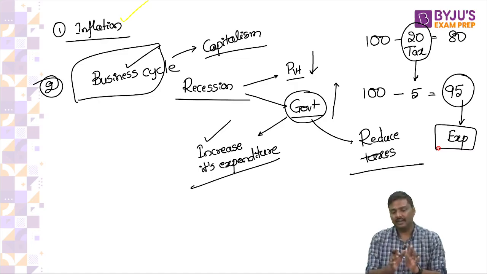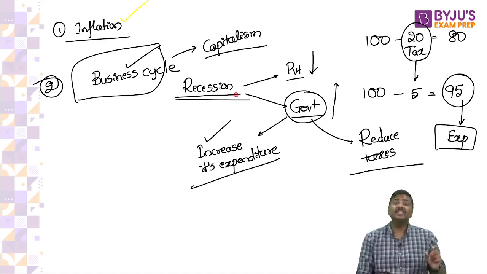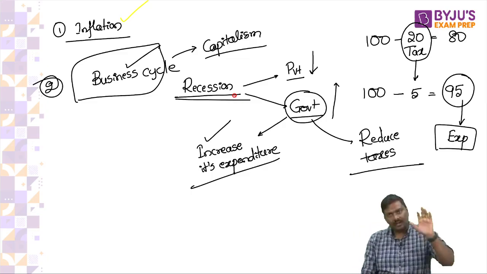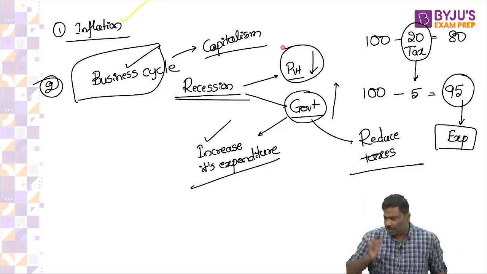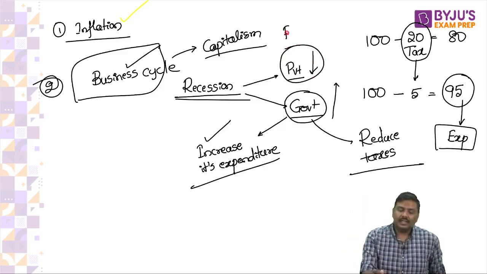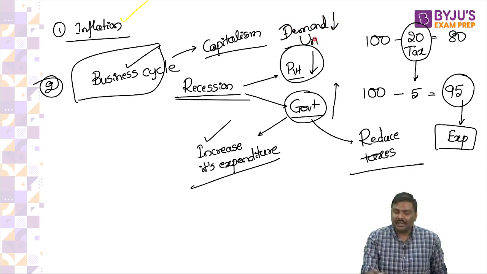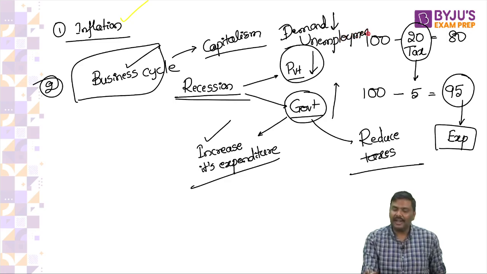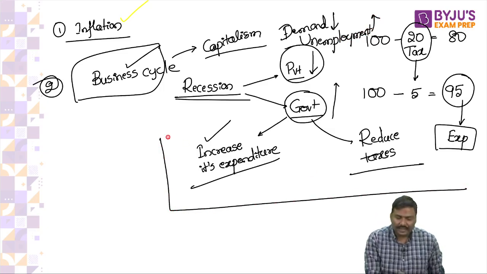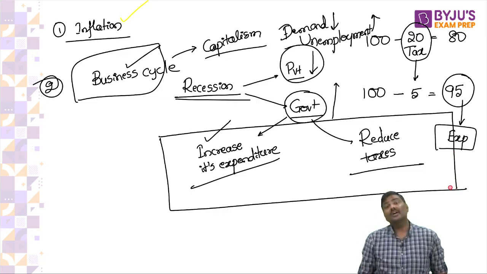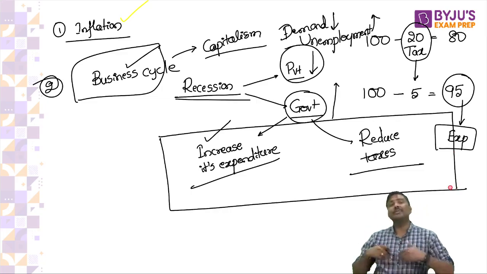Any difficulty here? So understand, what is the economic stage here? Recession is there. Private sector investment is very low, and the demand for goods and services is already low. Unemployment rate is increasing. So I've taken one example where government will promote recovery.